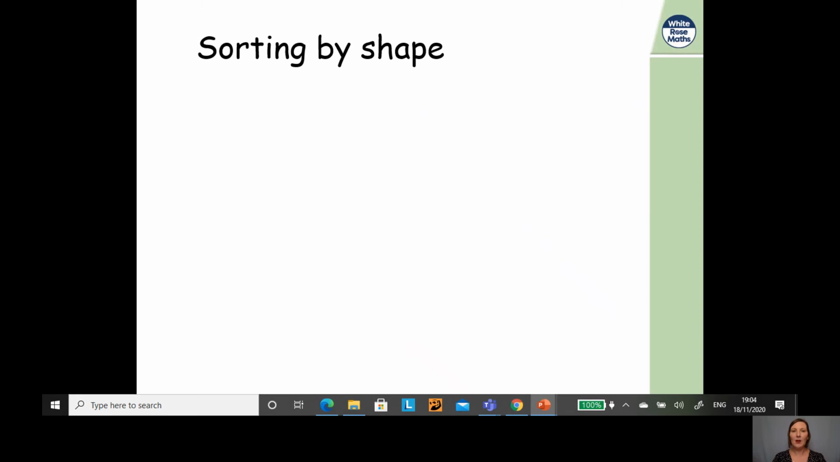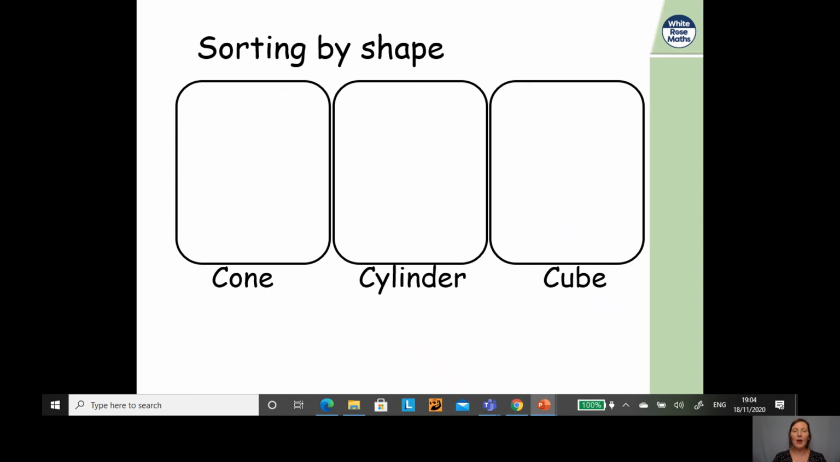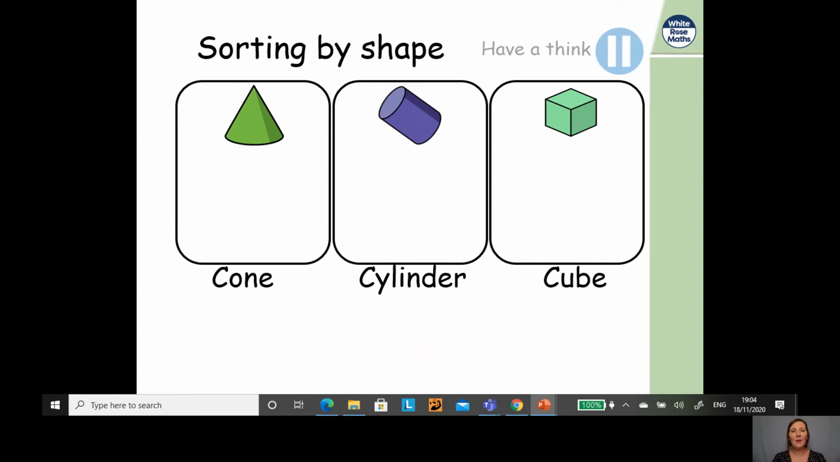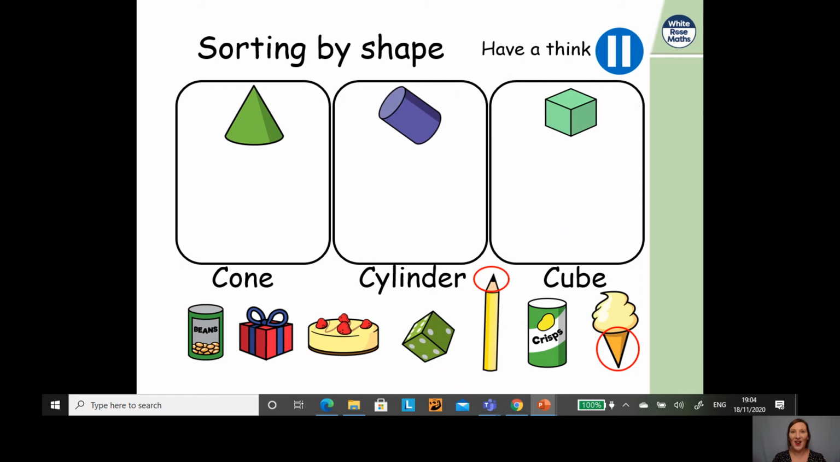Okay. Sorting my shape. We've got cone, cylinder, and cube again. There was our cone. There's our cylinder. This is our cube. Different shapes. Look at these. You might find at home. I want you to pause the video here and I want you to have a think how you would sort these shapes. Where would they go? Did you have a think?